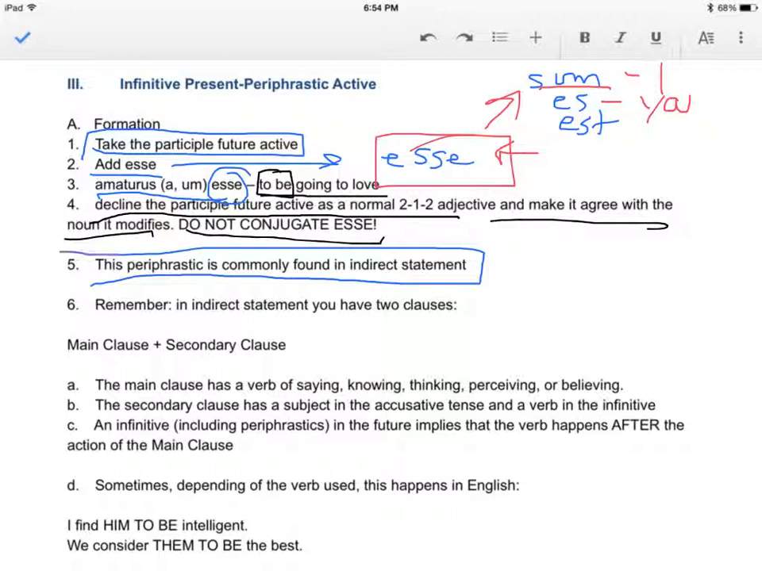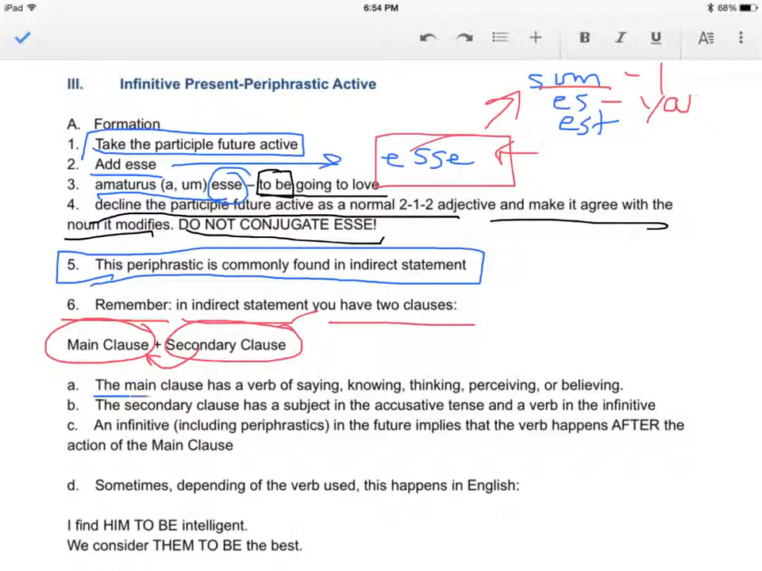This periphrastic has a common use in indirect statement. Indirect statement is all over modern speech and ancient Latin writing. You've learned indirect statement before, but it's useful to have a review because it's a complicated method of communication. In indirect statement, you have two different clauses. There's the so-called main clause and a secondary clause that follows it. The secondary clause is dependent upon the main clause.